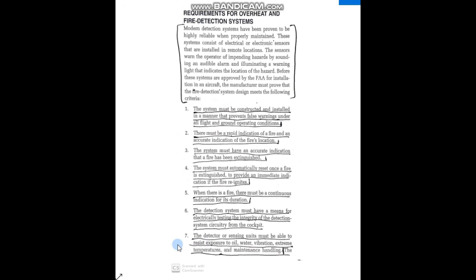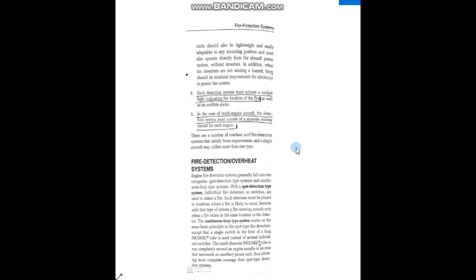Number 7, the detector or sensing units must be able to resist exposure to oil, water, vibration, extreme temperature, and maintenance handling. That means our detector must resist the oil, the water, and the vibration, also the high temperature and the handling. Number 8, each detection system must actuate a cockpit light indicating location of the fire. That means the detection must give an indication light for the location of the fire in the cockpit. And the last requirement, in case of multi-engine aircraft, the detection system must consist of a separate sensing circuit for each engine. That means every engine must have a detection system.